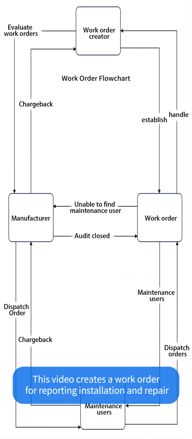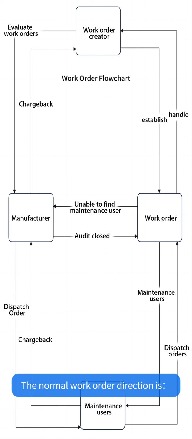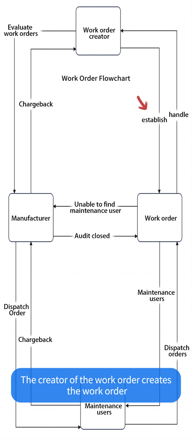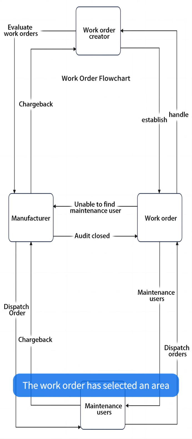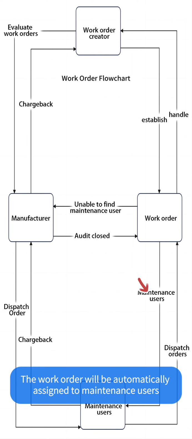This video creates a work order for reporting installation and repair. Work order process refers to the flowchart. The normal work order direction is: the creator of the work order creates the work order. The work order has a selected area, and there are maintenance users in this area. The work order will be automatically assigned to maintenance users.